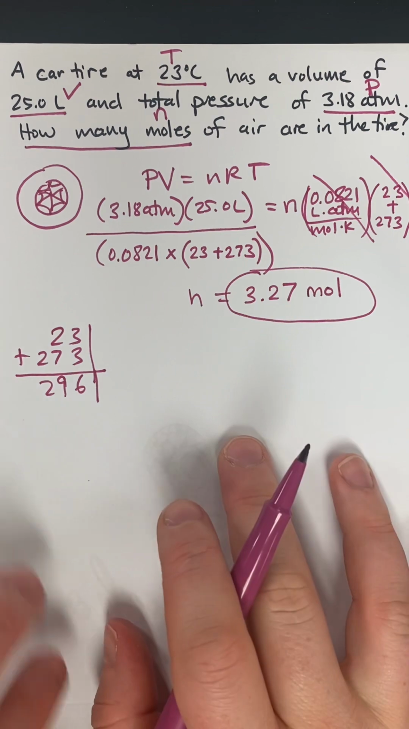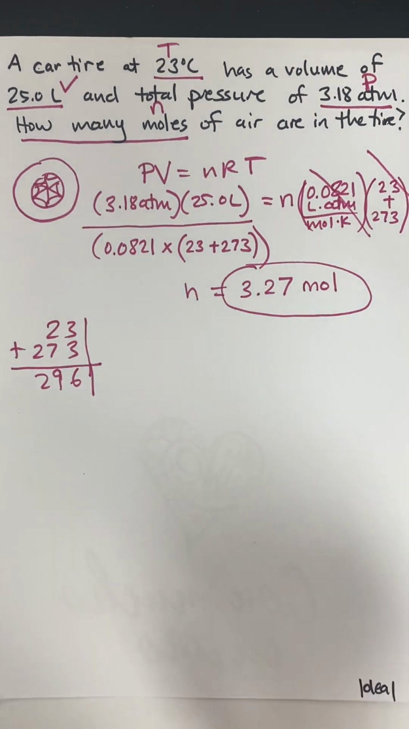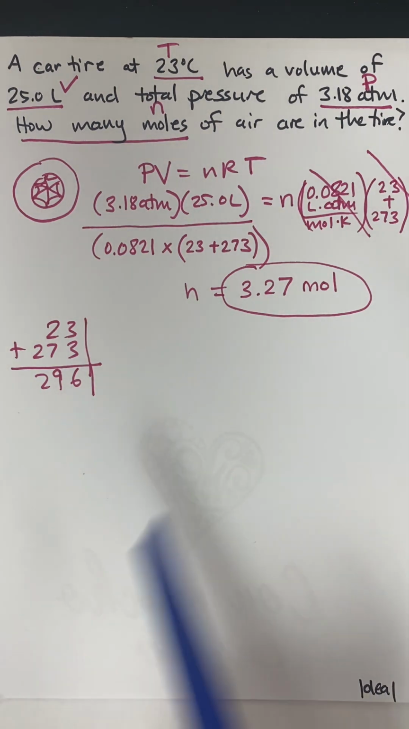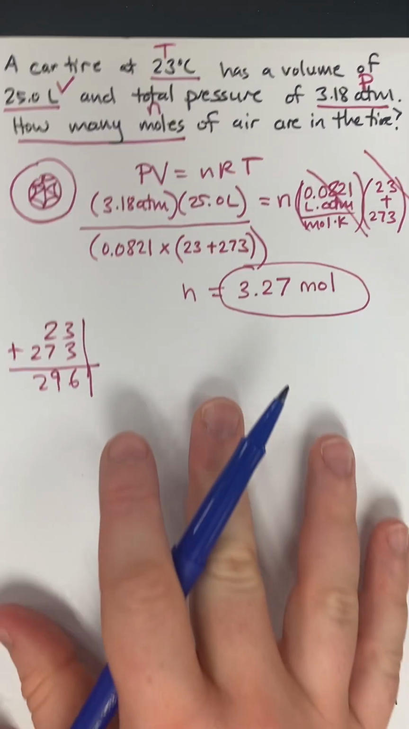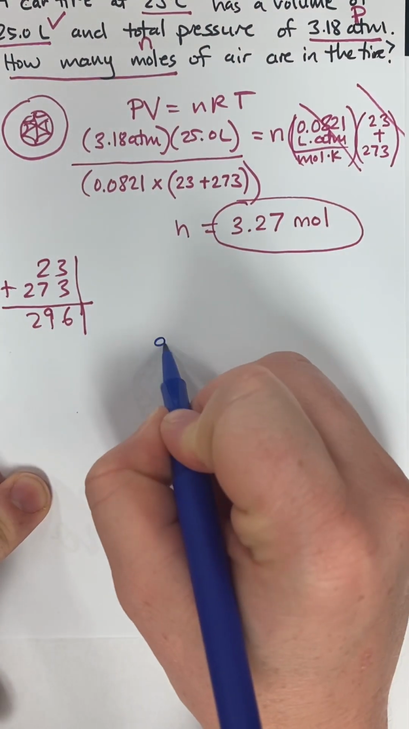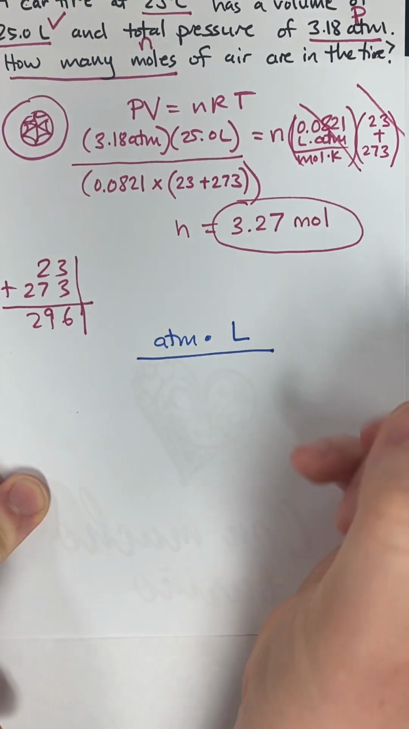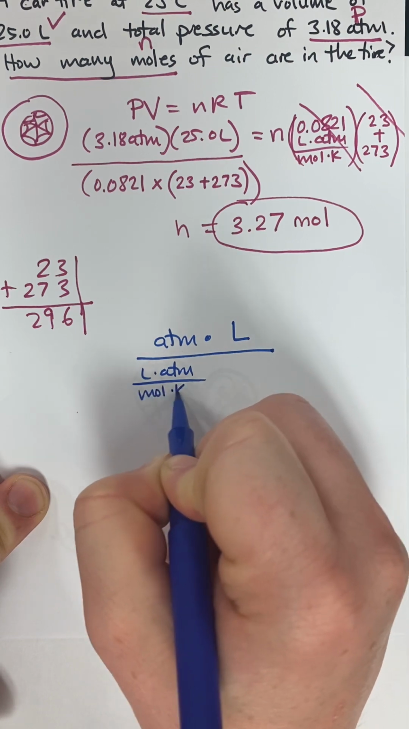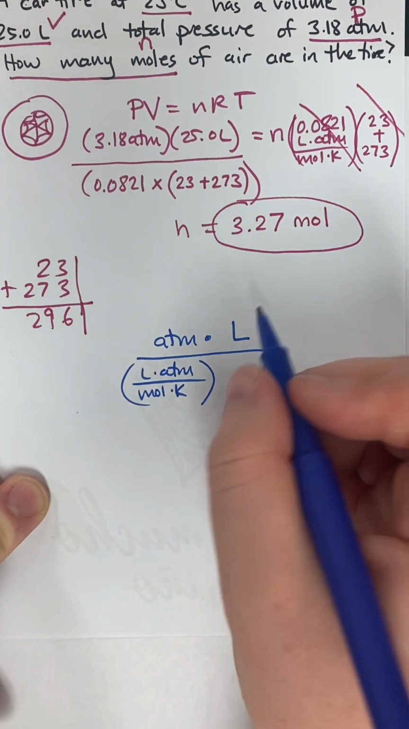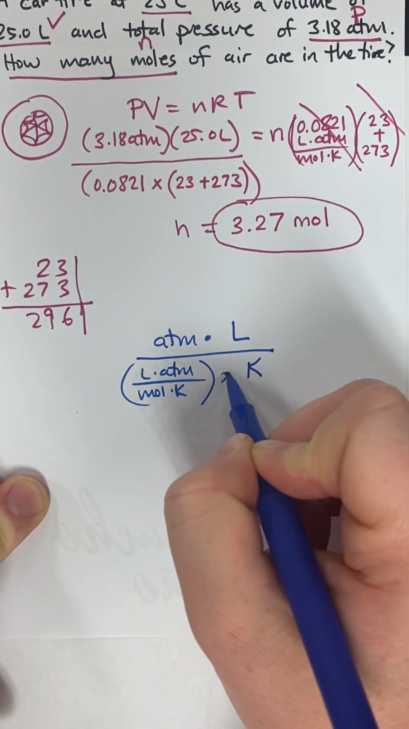Okay, I want to show you something with this one here, and that would be why all these particular units. The units do work, okay, the units do work. Let's take a look at what happens with all of these units. So you end up with, up here, I'm just going to put units down, atmospheres times liters, divided by R, which was liters atmospheres over moles Kelvin, which is crazy, times, when you add this here, that becomes Kelvin.